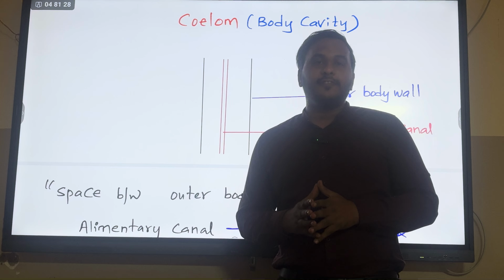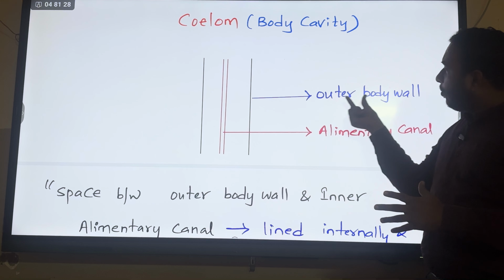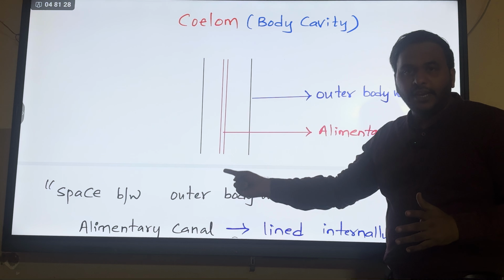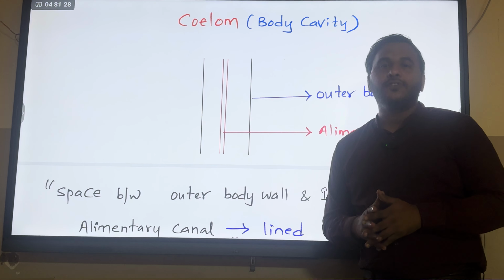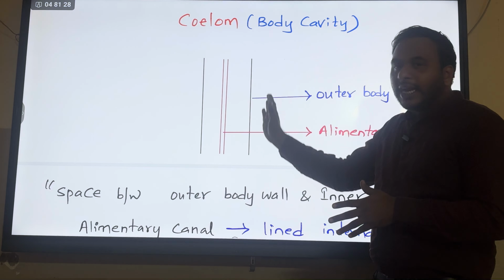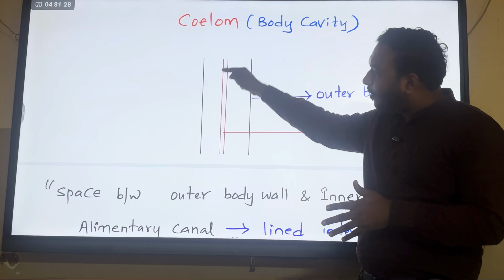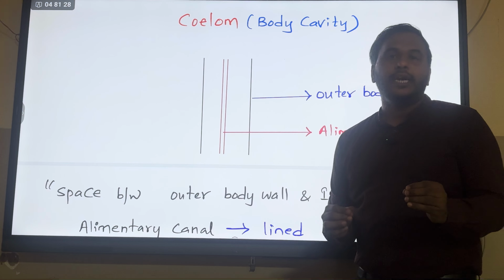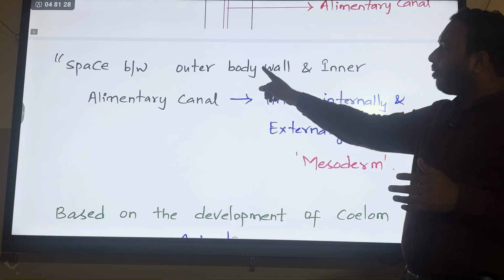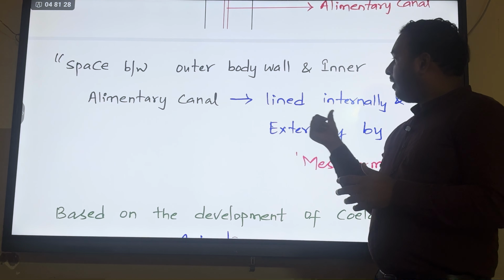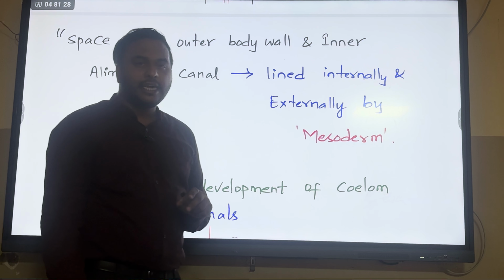So how to define this coelom? The coelom is defined as the space between the outer body wall and inner alimentary canal. We know that in animals there is an alimentary canal, which we call the digestive tract, and the entire body is covered by a body wall. So there is a space between this outer body wall and inner alimentary canal, and we usually call it coelom, the body cavity. This space is lined internally and externally by mesoderm.